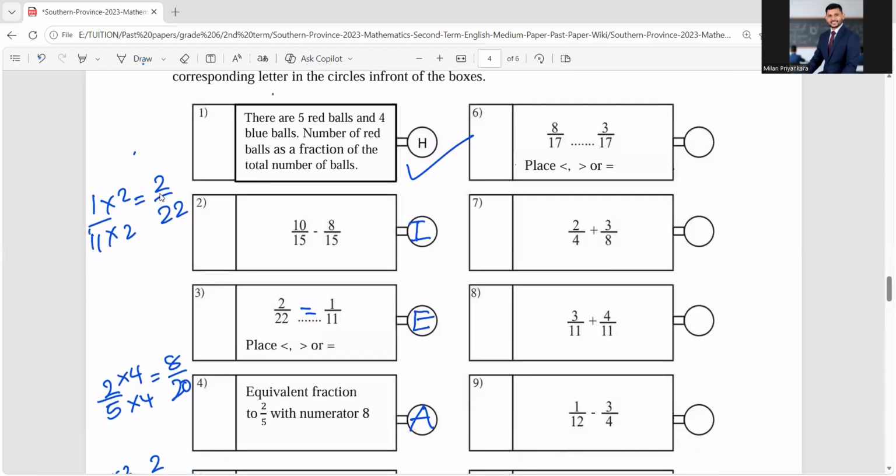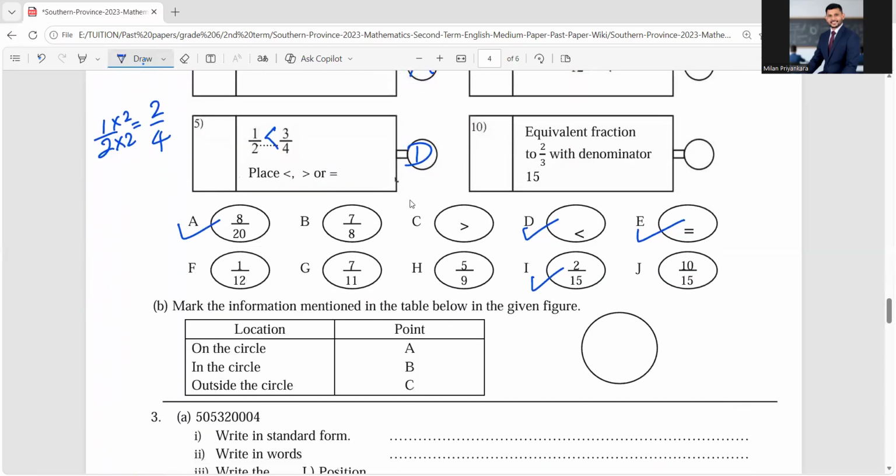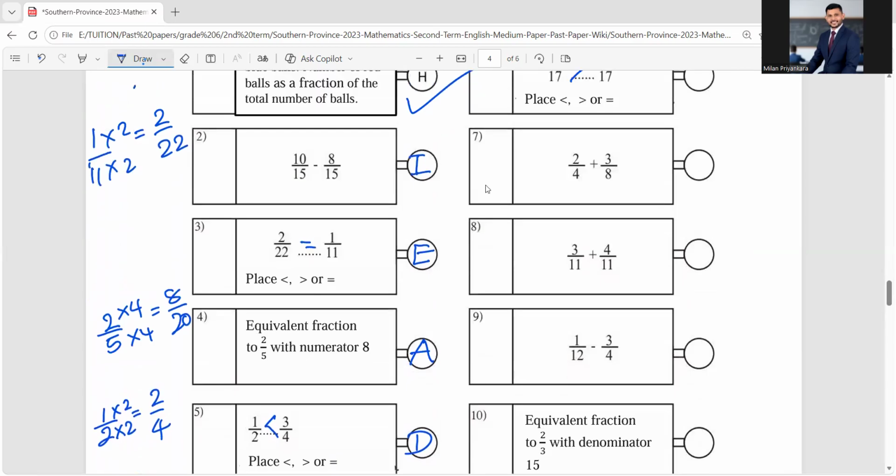8 over 17, 3 over 17. Which one is greater? See now, denominators are equal. Therefore, 8 over 17 is greater. Therefore, greater than, we have C. So you can write C here.